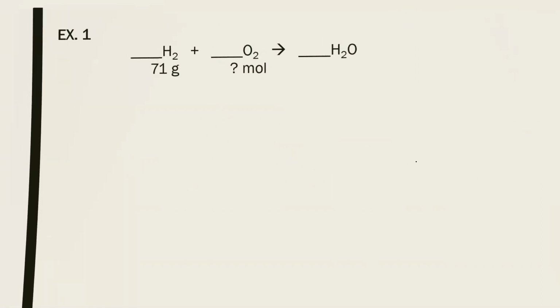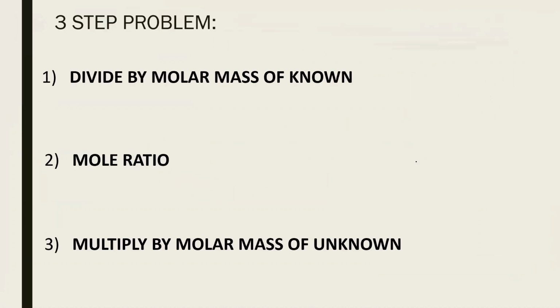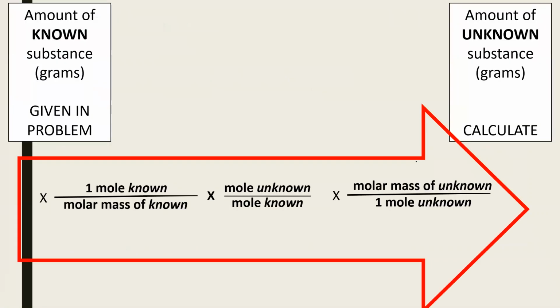All right, and last but not least, it's our most complex equation, mass of one substance to mass of another substance. It requires 3 steps. You're going from mass to moles, and then moles to mass of another substance. The first is to divide by the molar mass of the known. Then you will multiply by the mole ratio, and then you will multiply by the molar mass of the unknown. So it looks like this.